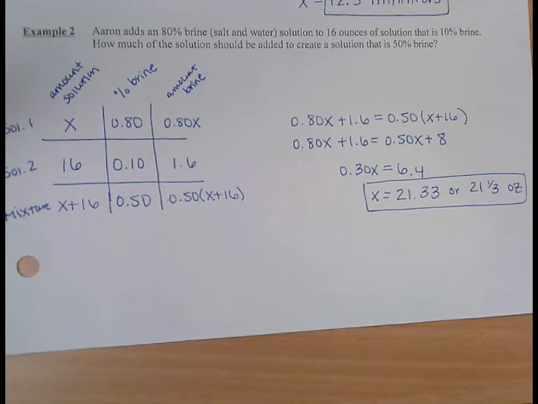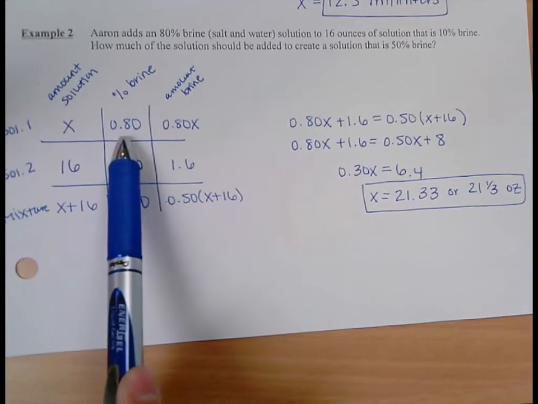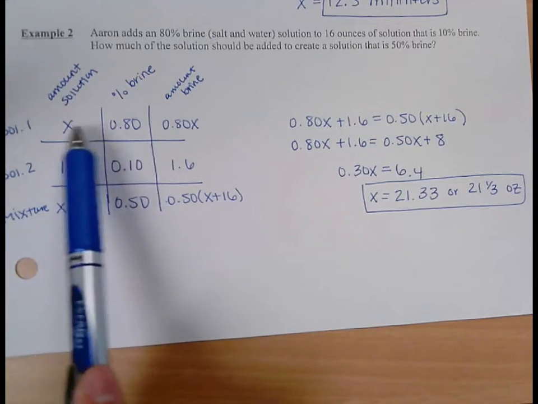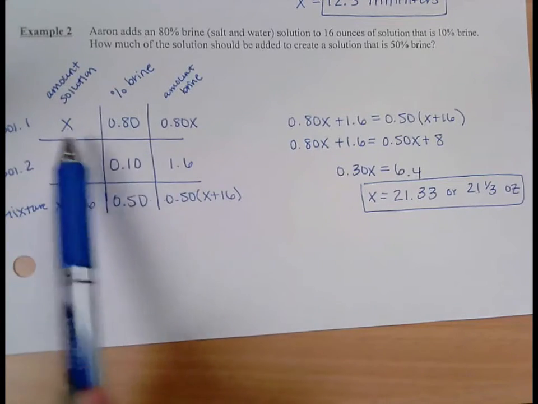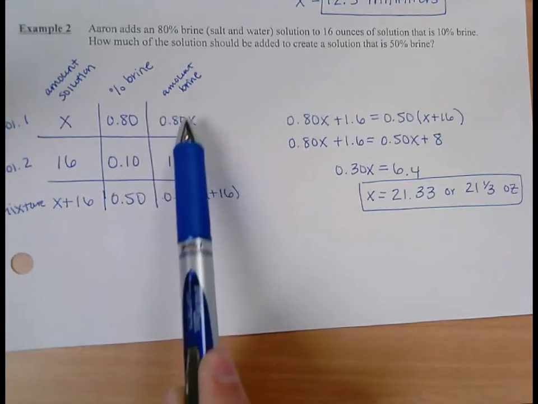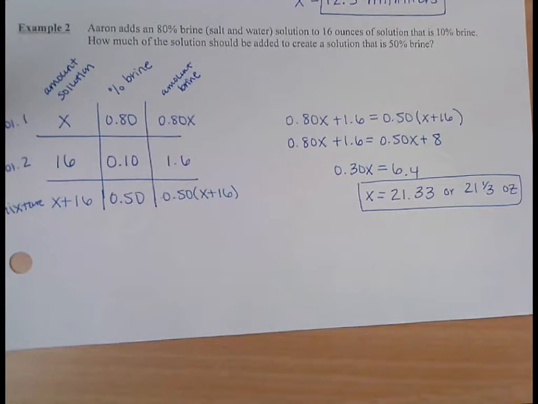Yes, Cora? So these two across are always multiplied because you're taking the amount of the solution and the percent of the brine to get the amount of the brine. So these are multiplied across. Okay, any other questions on example 2? And on the assignment, there are a couple that are just practice with mixture problems.